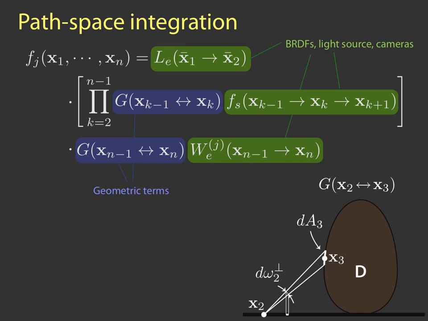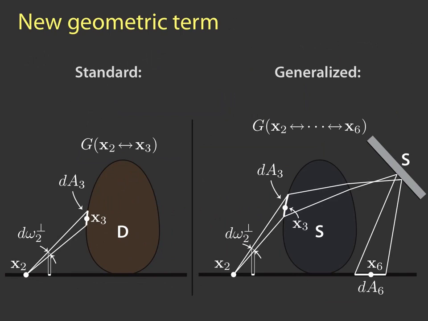Part of the difficulty, it turns out, is coupled to these geometric terms. When a path contains a series of specular scattering events, such as refraction through this glass egg, we require a new kind of geometric term that captures the derivative of projected solid angle through the entire chain and with respect to area at the far end. This generalized geometric term can be computed from the block tridiagonal matrix we saw earlier, and with that it becomes possible to write down proper integrals over these spaces.